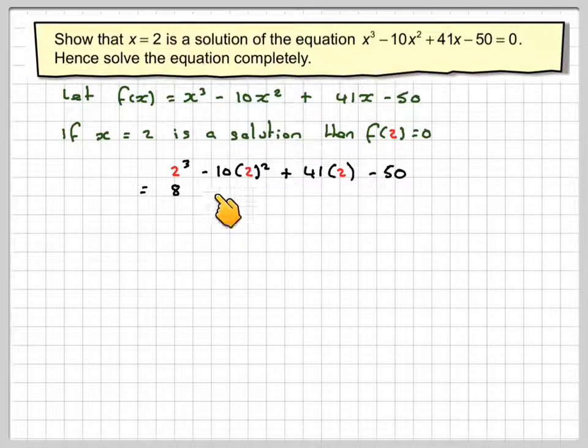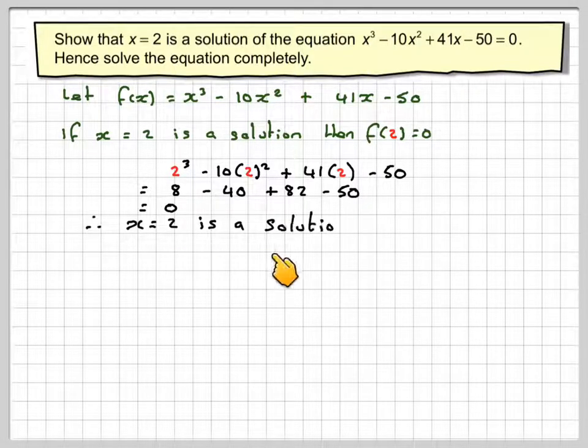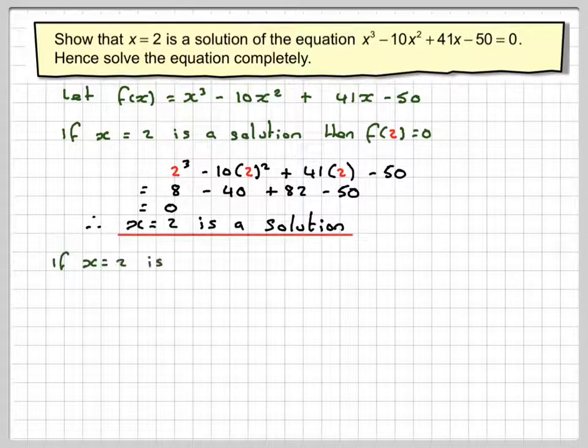to 2 cubed is 8, 10 times 2 squared is going to be minus 40, plus 82 minus 50. Well, 8 plus 82 is 90, minus 40 minus 50 will be 0. Therefore, x equals 2 is a solution. We've shown it.